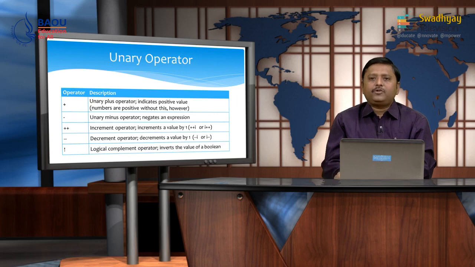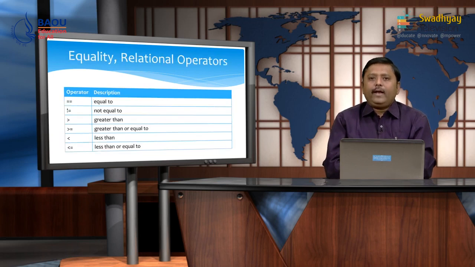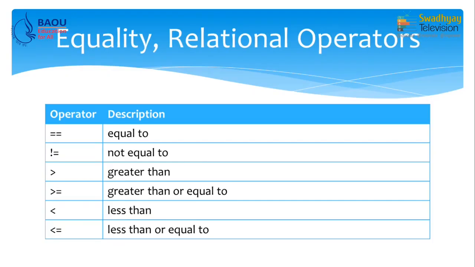Now, the next operators are equality and relational operators. In a program we need to compare two values for equality or inequality, and greater than or less than. So, for that we have relational operators, because they establish the relation between two variables: which variable is larger, which variable is smaller, whether two variables are equal or not. That is why these are known as relational operators.